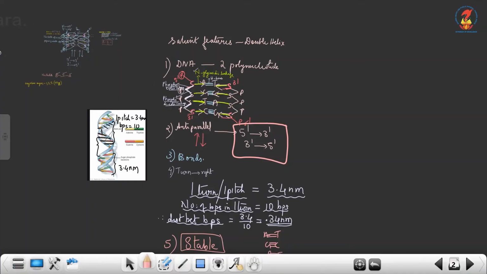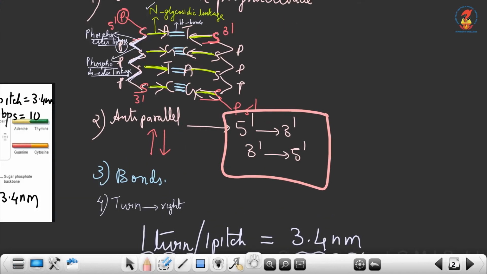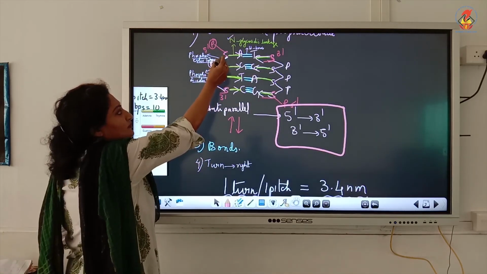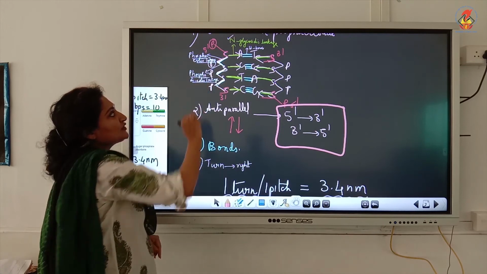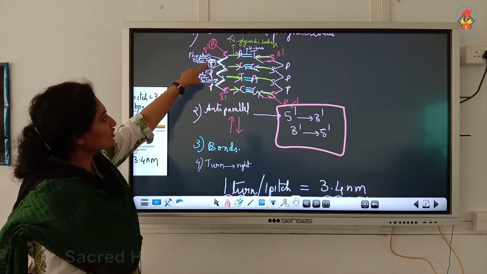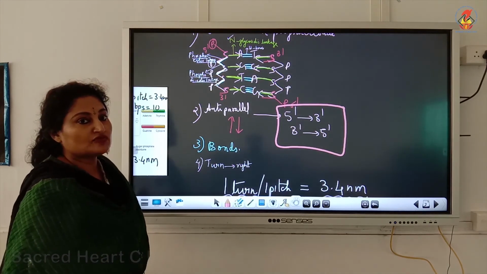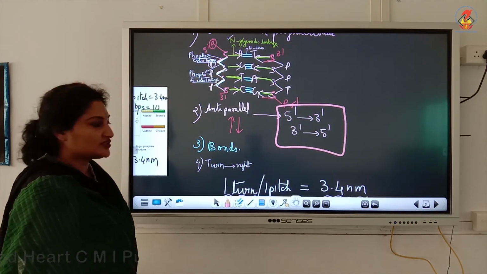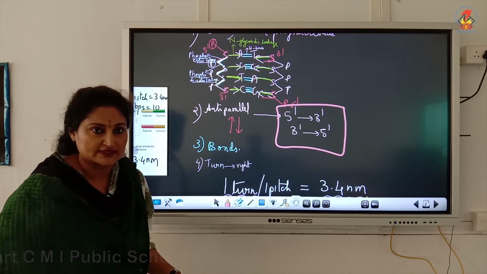Third is regarding the bonds. The bond between the bases is the hydrogen bond. The bond between the base and the sugar is the N-glycosidic linkage. The bond between the sugar and the phosphate group is the phosphoester linkage, and the bond between the phosphate group and the adjacent sugar is the phosphodiester linkage. So, the third point is related to the bonds.